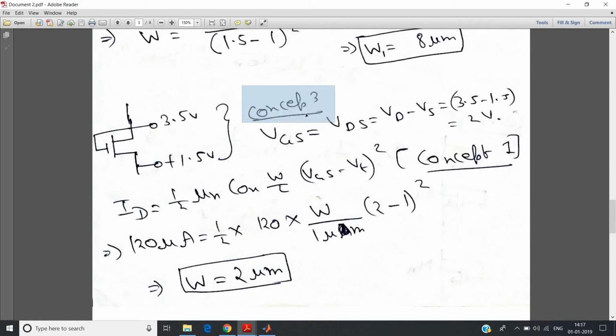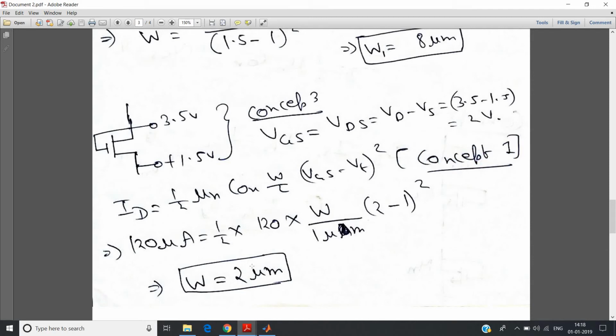So from concept 3, as usual, VGS, that is gate to source potential, equals VDS, that is VD minus VS, that is 3.5 minus 1.5 volt, which results in VGS equal to 2 volt. Right? Now as this transistor is diode connected, obviously the saturation region formula has to be applied, that is ID equal to half into mu n into COX into W by L into (VGS minus VT) whole square, right, from concept 1.